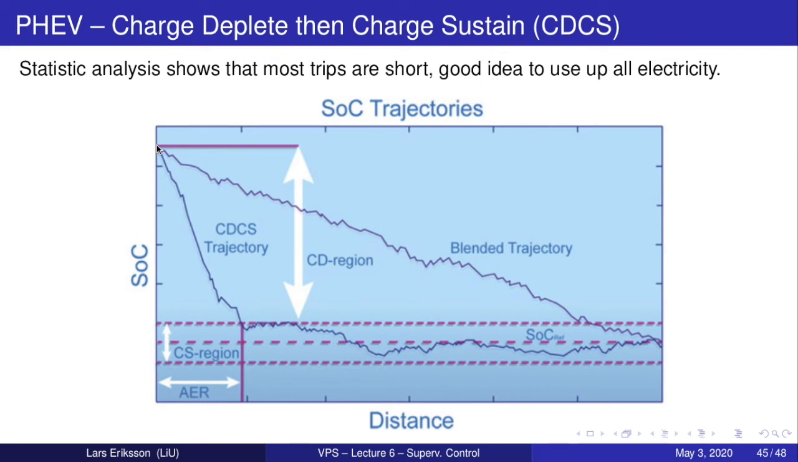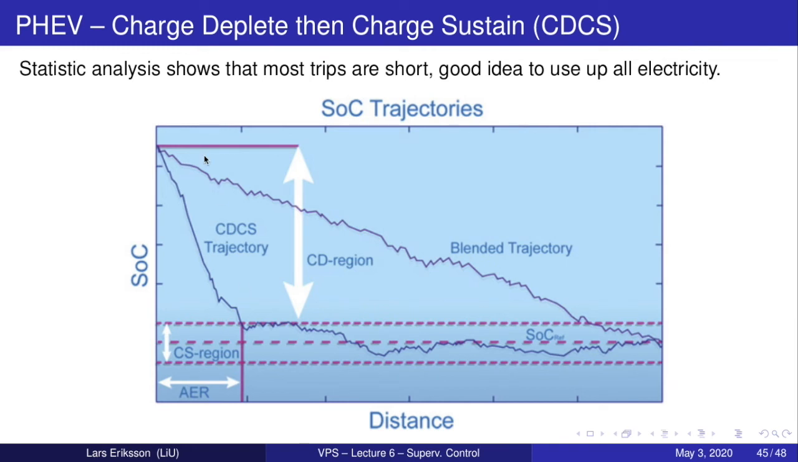We have charged at home and then we drive. And the main strategy that is utilized if there is no planning available is called charge deplete and then charge sustain, the charge depletion, charge sustain strategy, CDCS. So we go down here, we deplete the battery, and the reason for selecting this strategy is that statistical analysis of vehicle usage shows that most trips are very short. So then it's a good idea to use up all electricity as fast as possible, because the trip is most probably short. But if you have knowledge about future driving, then you can really improve the situation a little bit.